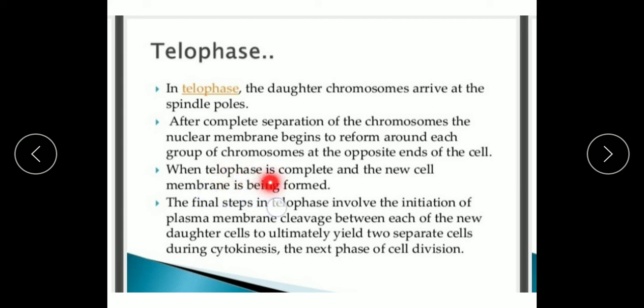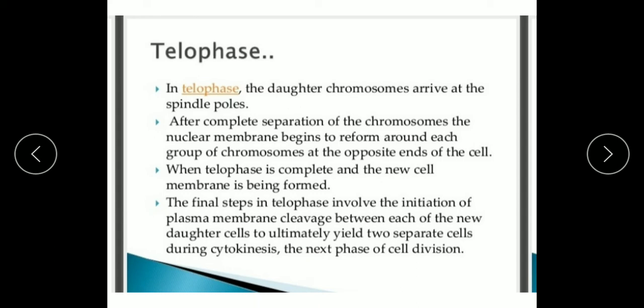When telophase is complete, a new cell membrane begins to form. After completion of telophase, or karyokinesis, the new cell membrane begins forming. Cell membrane means plasma membrane. The final step of telophase involves the initiation of plasma membrane cleavage between the new daughter cells to ultimately yield two separate cells during cytokinesis.